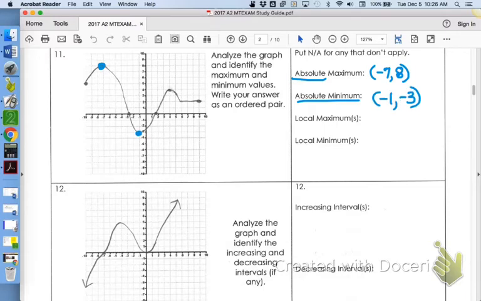Local means that somewhere in there you have other places where it changes from increasing to decreasing. So this right here is considered a local max. And there is no local min.